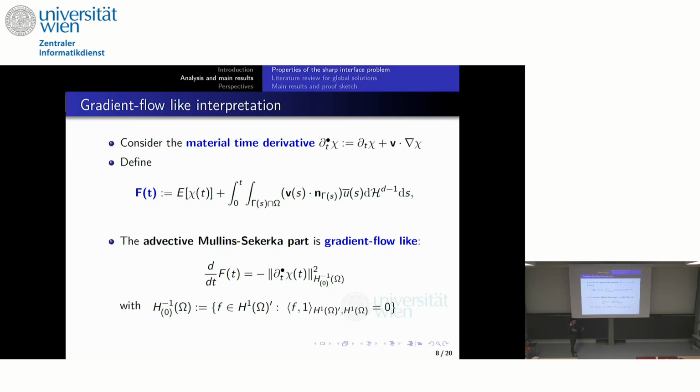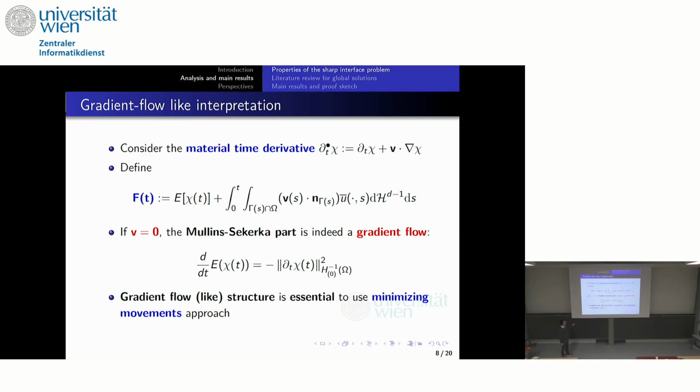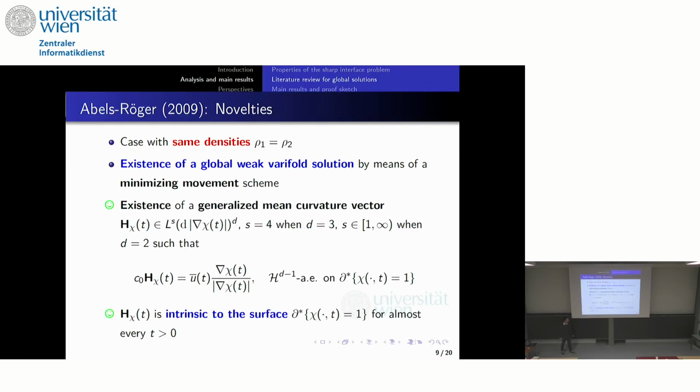So you have to assume that your set chi, your characteristic function, is advected by the normal velocity of the flow, which is our v. Of course, in the case where v is 0, you retrieve the original gradient flow structure. And this is interesting because, if you keep in mind what I said about the gradient flow, you can expect that somehow we can keep the gradient flow structure and the minimizing movement approach also for our problem.